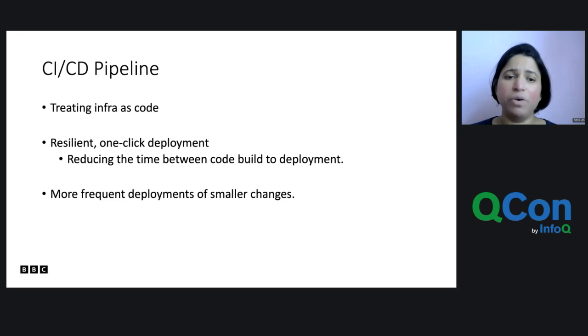Resilient one-click deployments. You want to reduce the time between the code build to deployment. As I said, it's an iterative process. You identify a bottleneck, you fix it, you deploy it, you then run the performance tests. So you want to be as quick as possible in the cycle. You do not want to have weeks or days of delays. You want to be having really one-click deployments. And of course, more frequent deployments of smaller changes. One change at a time.